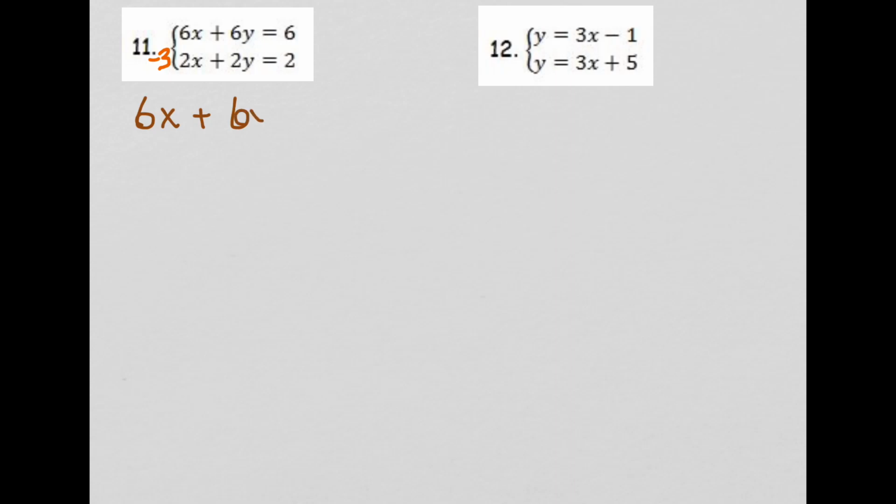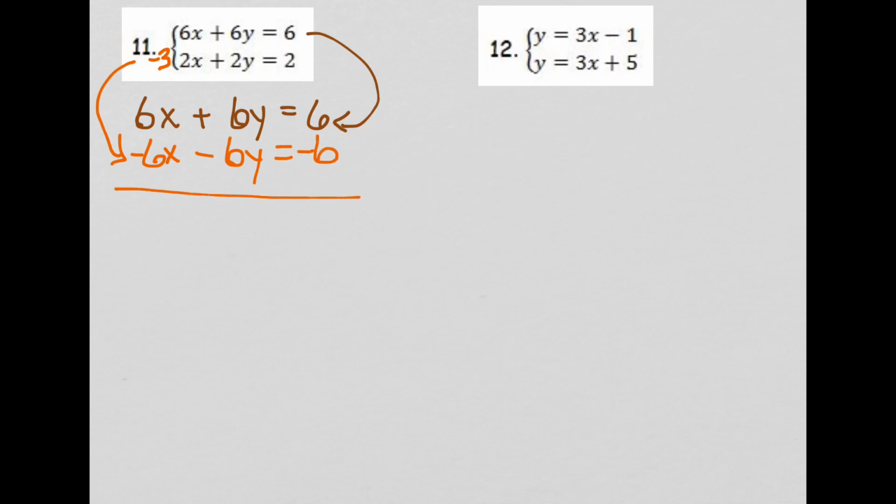Really great. So I'm just recopying this first equation because I like to show my work. And I like it to be clear when I show my work what's happening. So when I multiply this by -3, I'm going to get -6x, -6y, and -6. Do you see something about to happen? I do. When I add this together, I get 0 there, woohoo, and 0 here, and 0 here.